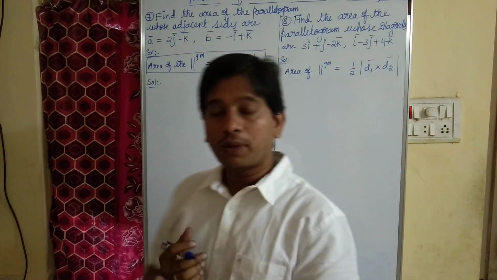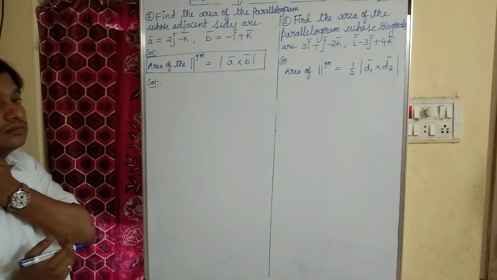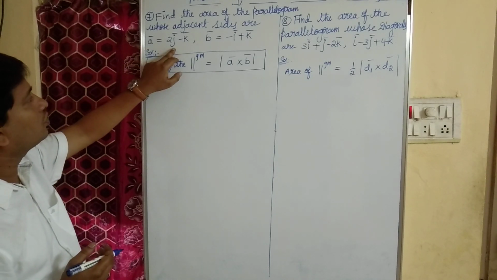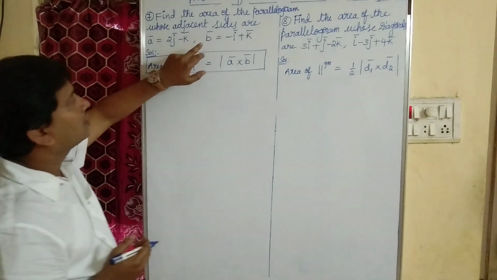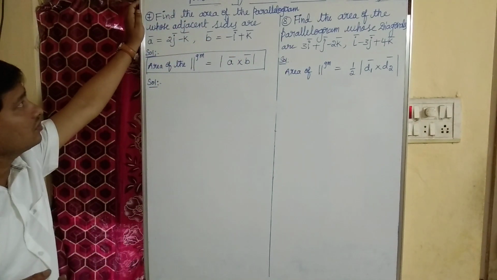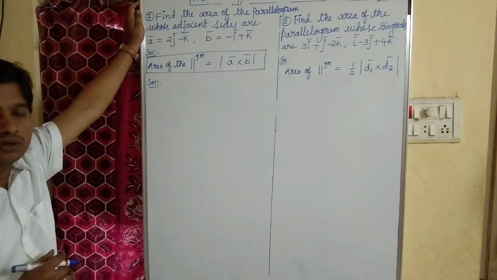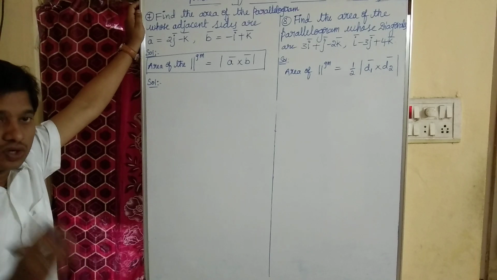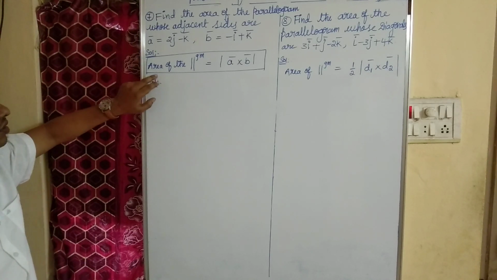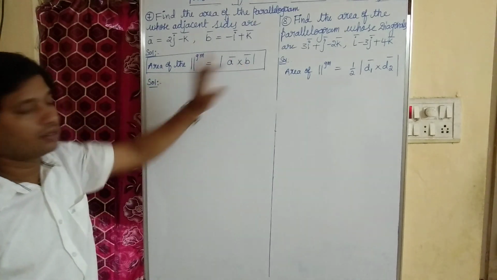Now coming to problem number 7, find the area of the parallelogram whose adjacent sides are a bar equal to 2j bar minus k bar, b bar equal to minus i bar plus k bar. Finding the area of the parallelogram is simple. Find the cross product and find its modulus. You know, the area of the parallelogram is the modulus of a bar cross b bar.